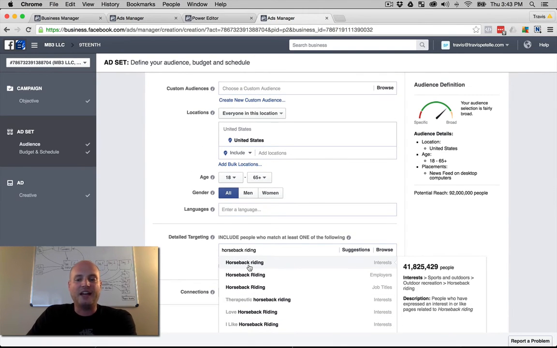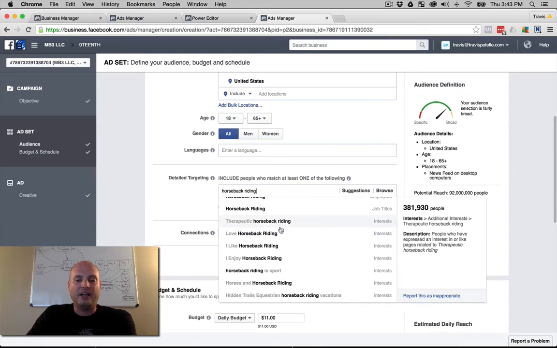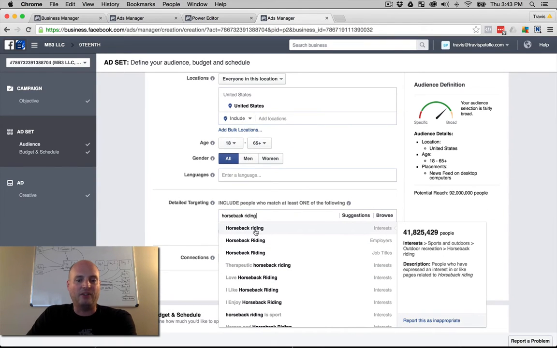Now on the right side, you'll see that we have an estimated amount of reach that are people that are a part of this group. So for our top horseback riding interest, you see there's 41,825,000 people that we can reach with this interest. Underneath this we also see horseback riding as an employer, so we can dial into the level of people's work and their jobs and what they do.